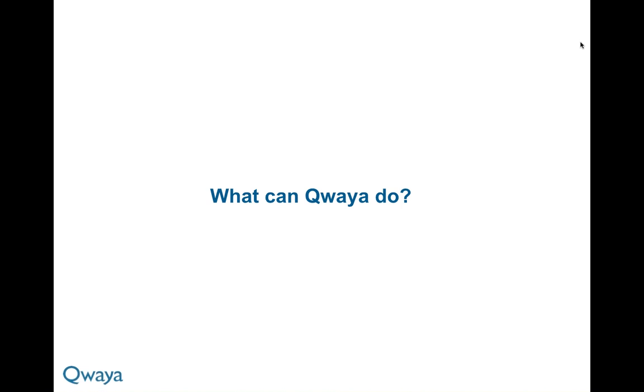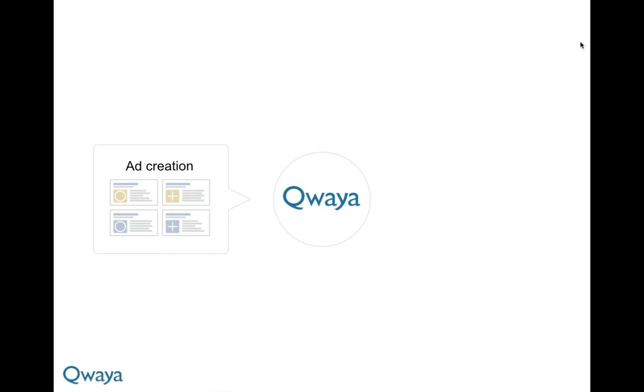So what can Qwaya do? With Qwaya, you're able to create multiple ad variations, so you can easily just type in the titles you want, the images you want, and the body text you want, and then we will create different ad variations for all of these different combinations, so you can easily test what really works. You can also split up your targeting into smaller segments, and with this feature you'll be able to test how the different ad variations work in the different target groups.